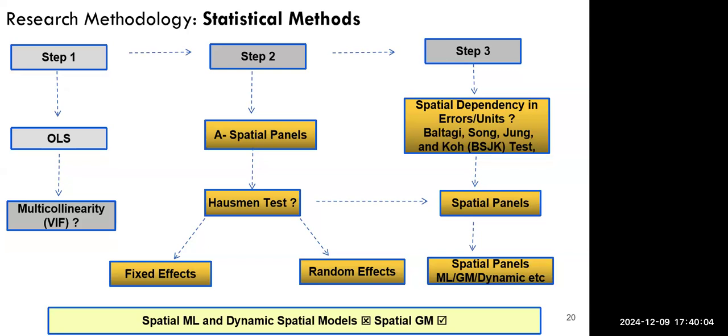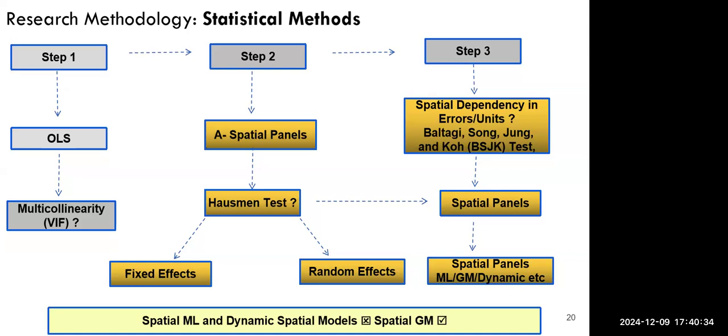If it turns out that we have some significant results, then we turn to spatial panels, and in choosing between spatial panels, either to use fixed effects or random effects, we need to also run Hausman tests. And in my case, it turned out that fixed effects would be more suitable. So I started with this. I estimated spatial panels with maximum likelihood estimation, but those results were not convincing.